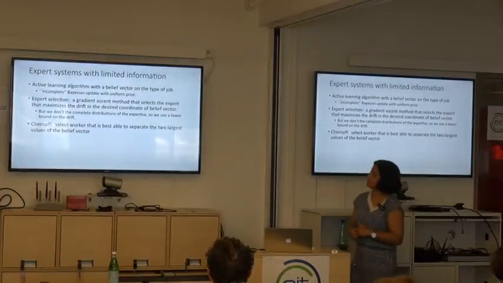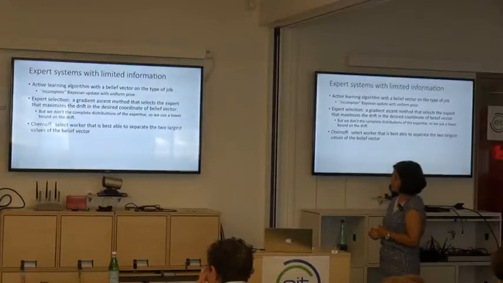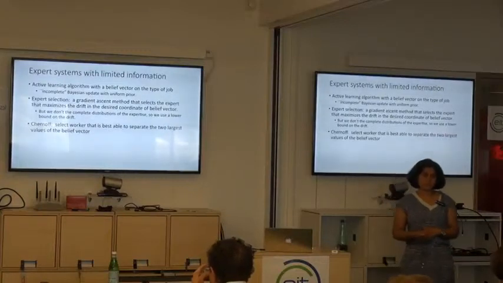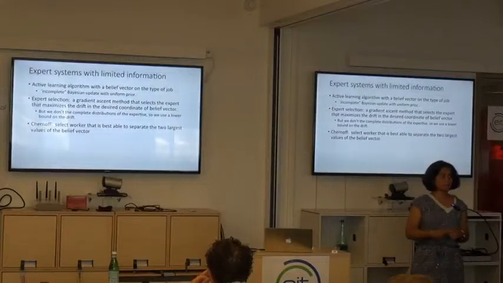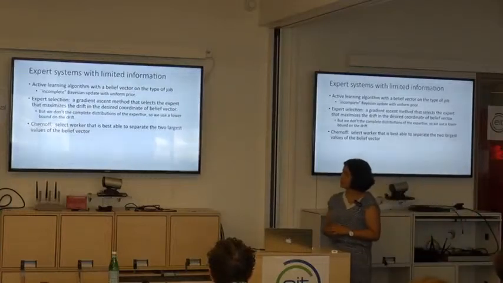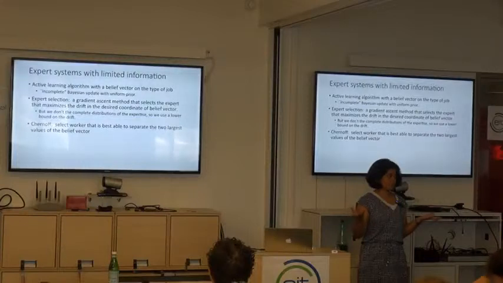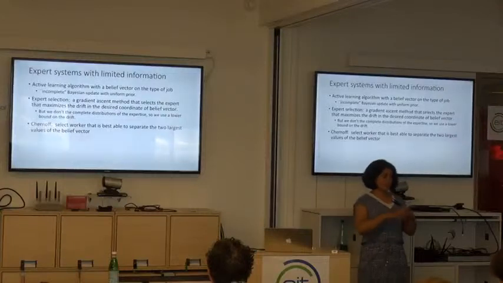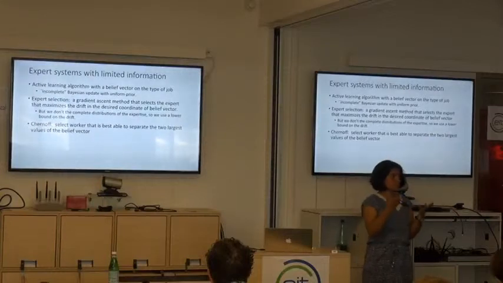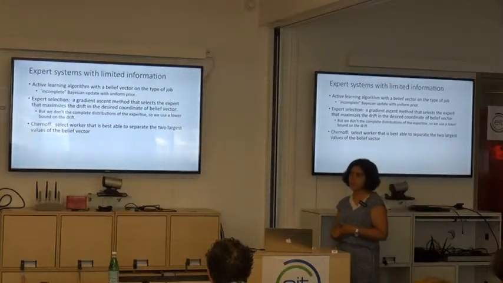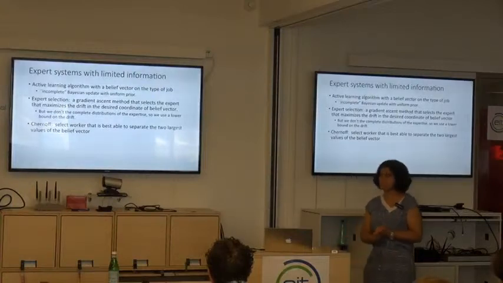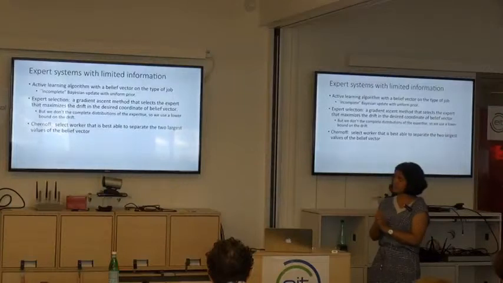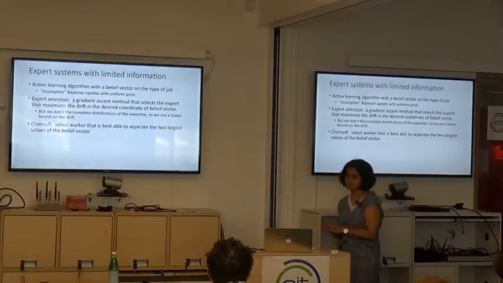So the algorithm that we proposed is an active learning algorithm, which is just an online algorithm where you have the additional choice of which expert to send it to at each point. We start with the belief vector on the type of this incoming job, and we just assume a uniform prior. In the case of something like Stack Exchange, you may have some text, and you can do some text analysis to give you some prior, which is a little more informative. But in this particular case, I'm just going to assume that it's a uniform prior. And the second part of this algorithm is how we select the expert.